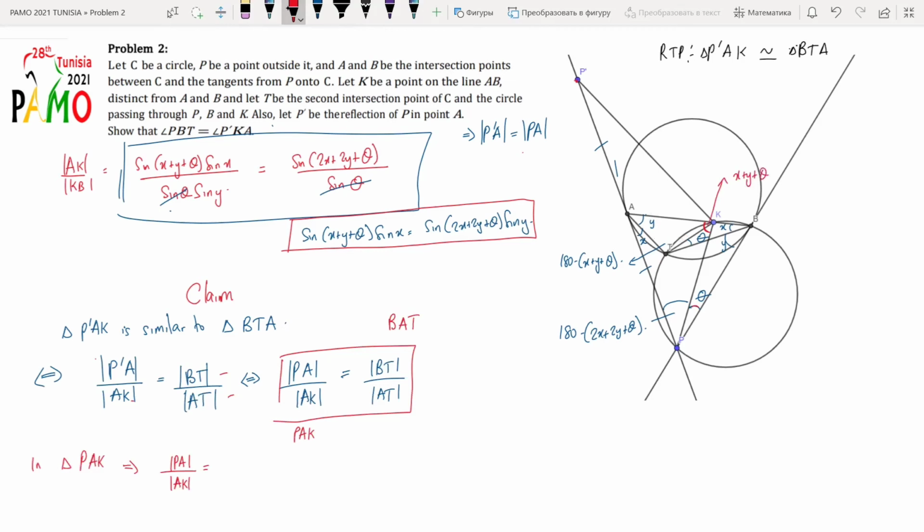I see that somewhere we'll have sine of x plus y plus theta here. So we're actually suspecting that what we have here will somehow match up to what we have here, but let's just keep our fingers crossed. This angle is x plus y plus theta. And AK faces this. Okay, so it means that PA over AK is equal to sine of x plus y plus theta over sine of 180 minus 2x. By the property of sine, we can just write sine of 2x plus 2y plus theta. This is what we have.